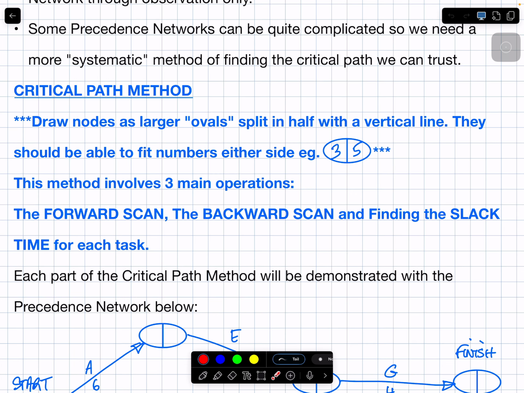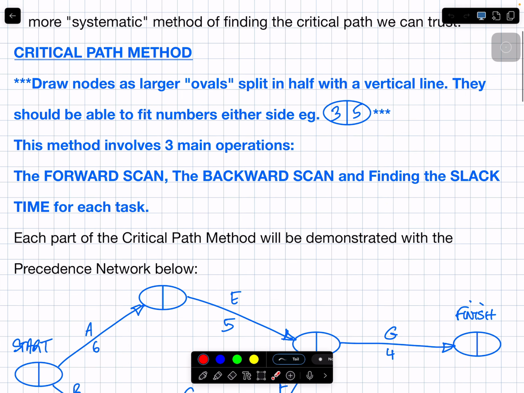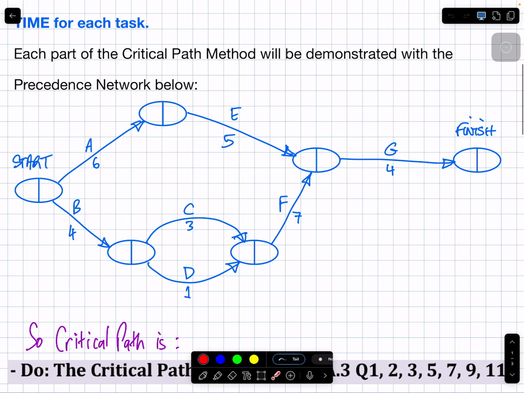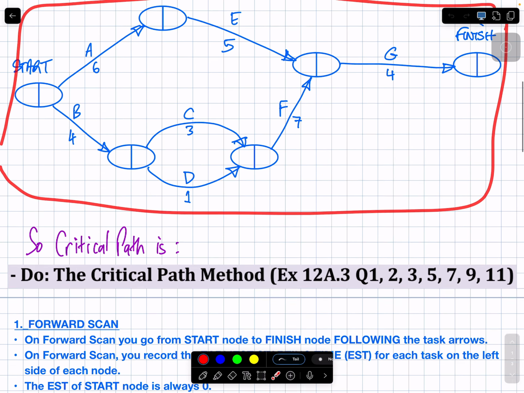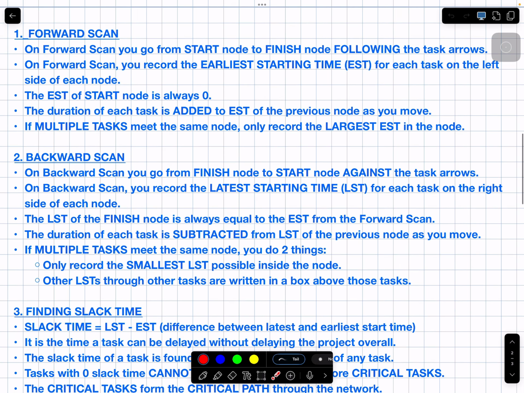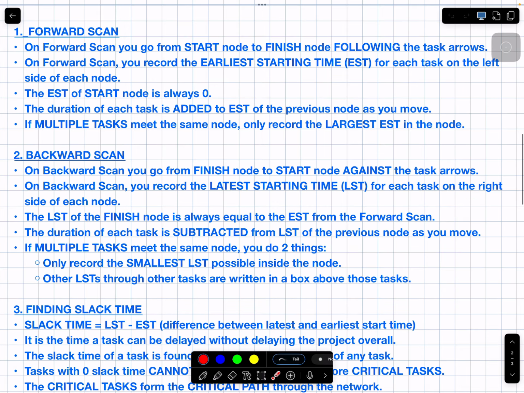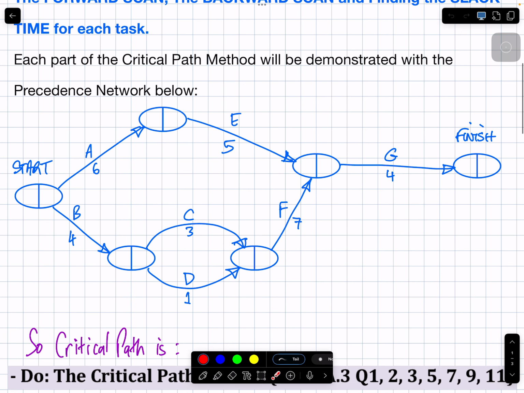So this method that I'm about to teach you involves three things: a forward scan, a backward scan, and finding the slack time for each task. I'm going to demo the critical path method using this. So have that open. These are your exercises. Can you also have the three scans, the forward scan, backward scan, finding slack time beside you so we can refer to that each time?